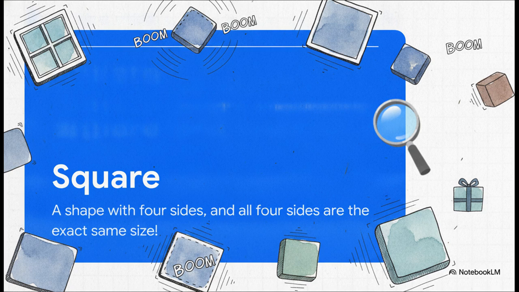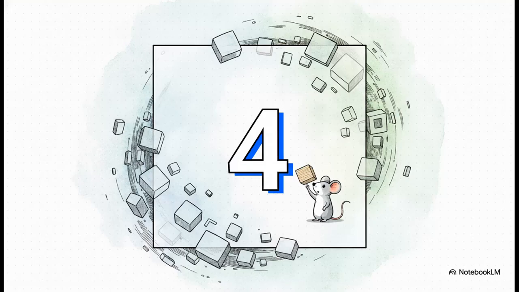But, and this is a big but, here's the critical rule for this specific guest. All 4 of those sides must be the exact same size. So the number 4 takes center stage here. But remember, it's not just about having 4 sides. It's about having 4 identical, perfectly matched sides. As the mouse points out by holding up a tiny square block, this perfect equality is exactly what makes the square such a fantastic, sturdy building block.